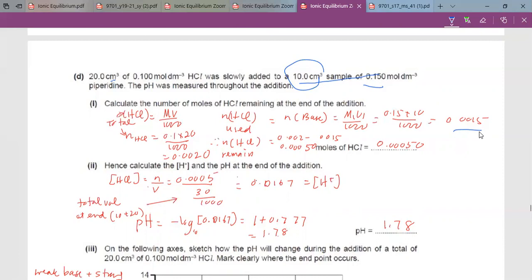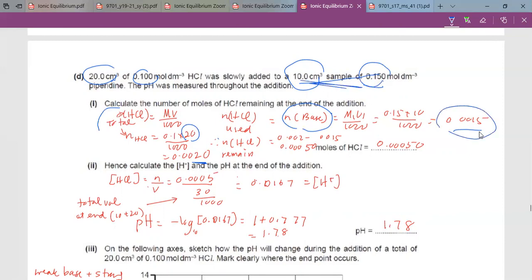The number of moles of HCl remaining at the end. It means you have to find the total added first. Total HCl: how much did you add? 20 cm³ of this one. For 20 cm³ at 1 molar, how many moles of acid is there? 0.002 moles. Now the number of moles reacted with the base. First of all, you find the number of moles of base first. It was 0.15 times 10.